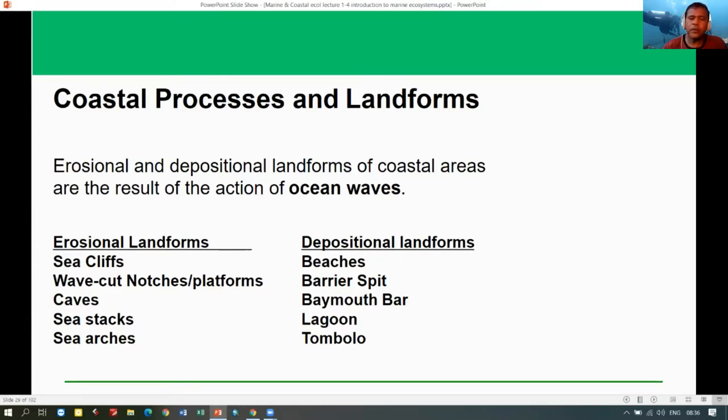Then you have the lagoons. And there is something called a tombolo. A tombolo is an island connected to a mainland by a sand bar. This kind of depositional feature we call a tombolo, right?